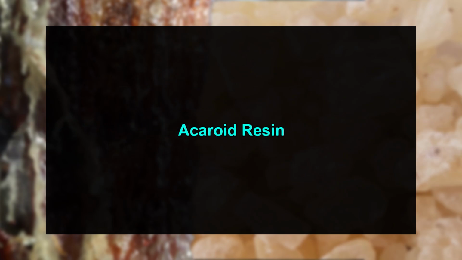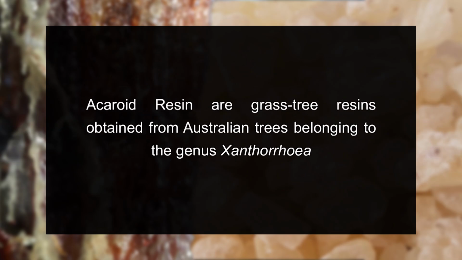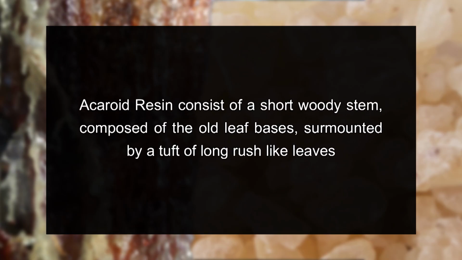Acaroid resins. These are grass tree resins obtained from Australian trees belonging to the genus Xanthorrhoea. These plants are among the few monocotyledons other than palms which have an arboreal habit. They consist of a short woody stem composed of the old leaf bases surmounted by a tuft of long rush-like leaves. The resin collects around the bases of the old leaves and is removed by beating the stem.